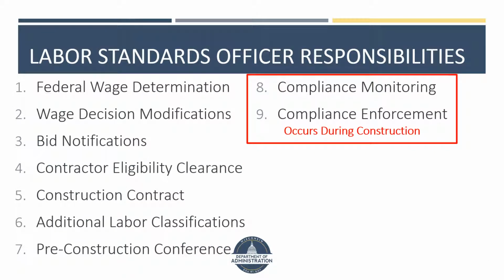We will consider the first 7 items: federal wage determination, wage decision modifications, bid notifications, contractor eligibility clearance, construction contract, additional labor classifications, and pre-construction conference in this training module. The last 2 items, compliance monitoring and compliance enforcement, occur during construction and will be covered in another training module.